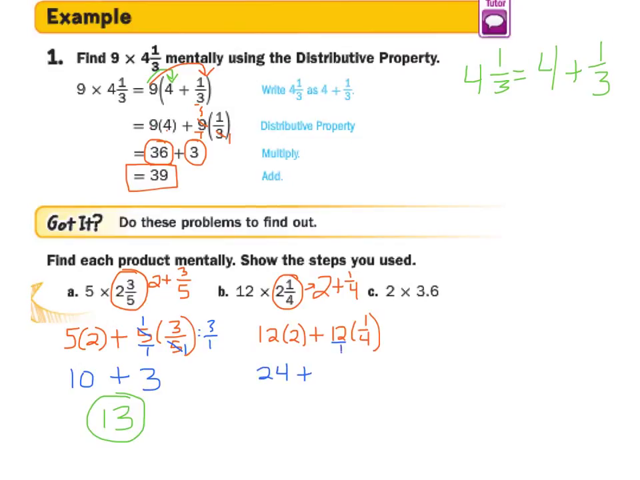And if we put the 12 over 1, we can simplify. Divide by 4, we get 3. We get 1, or 3 over 1. And 3 divided by 1 is 3, so it's 27.